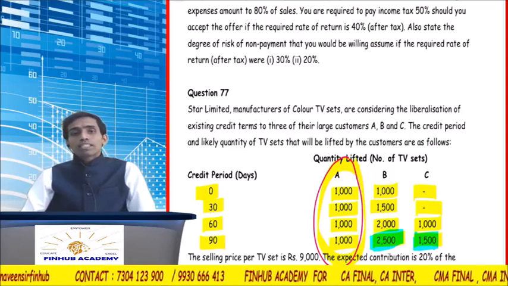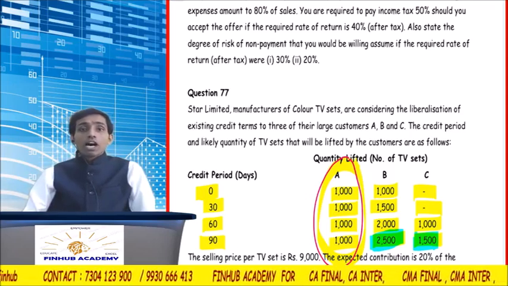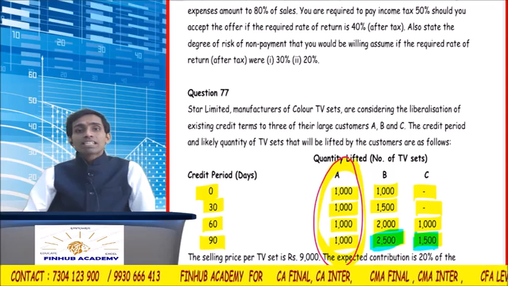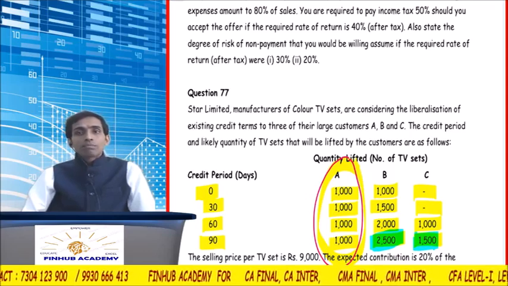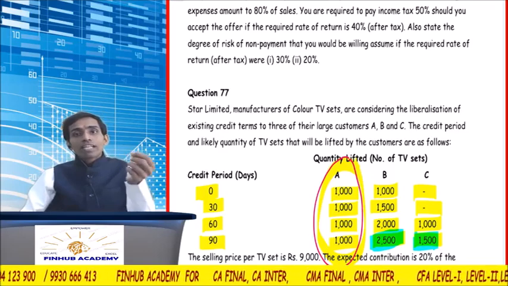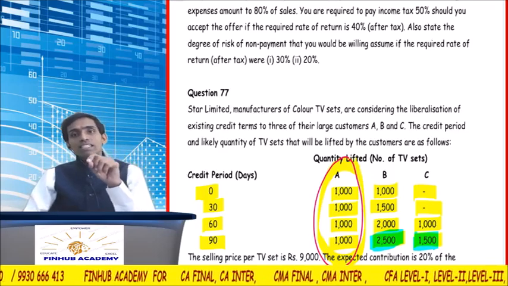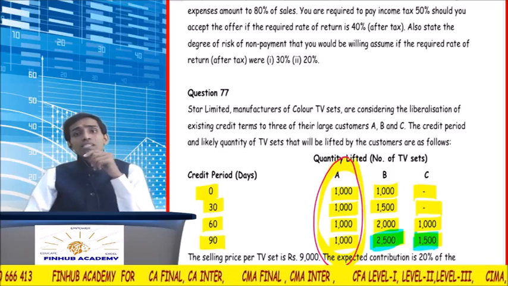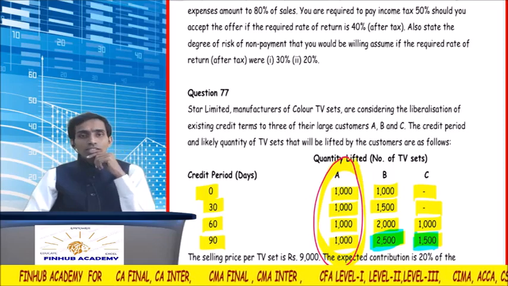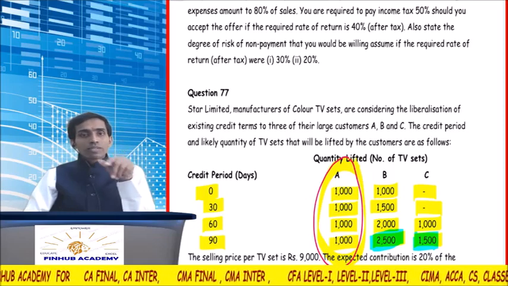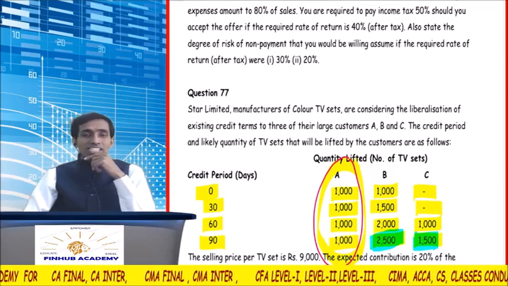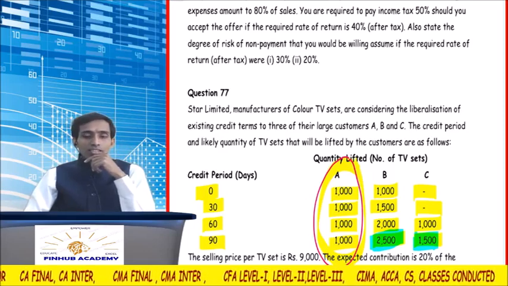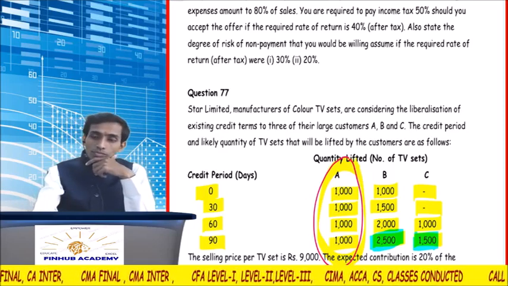You have to calculate the additional bad debts. How much bad debts, meaning how much risk, can be taken by the company if the required rate of return after tax is 30% and 20%. So this means what? Reverse calculation. What we did now, the reverse calculation of exactly that. Okay, so how will we do it?